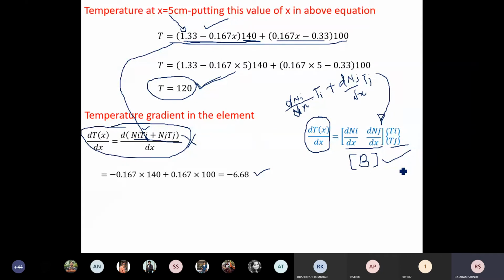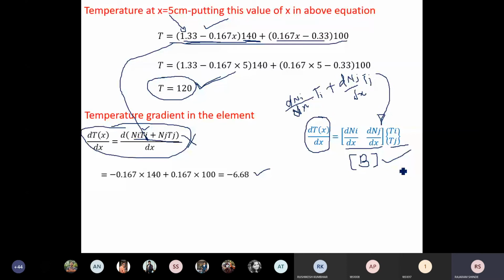If you arrange the shape functions properly in a proper manner, and if you take the derivative of the shape functions, the matrix formed by that derivative is known as the B matrix. Okay, it's the standard name in finite element method. That matrix is the B matrix.